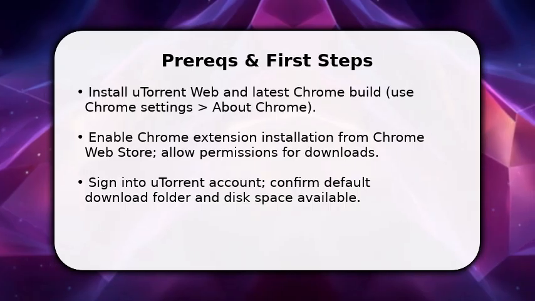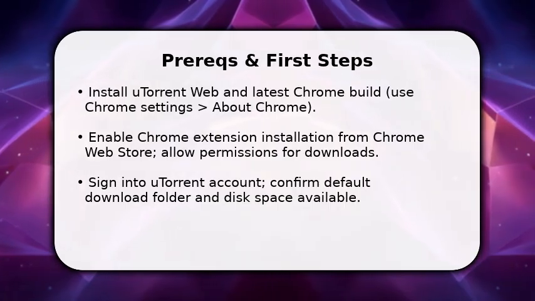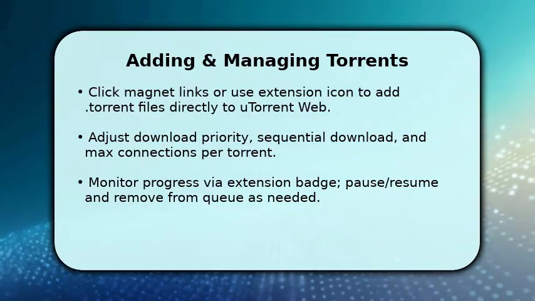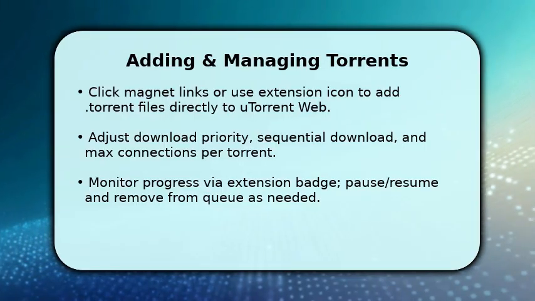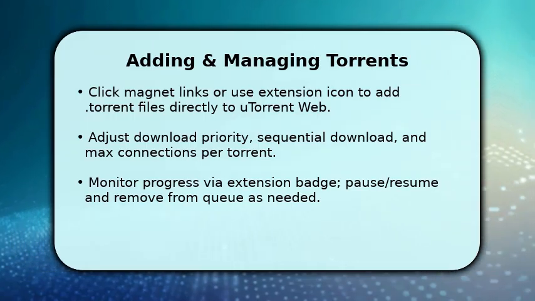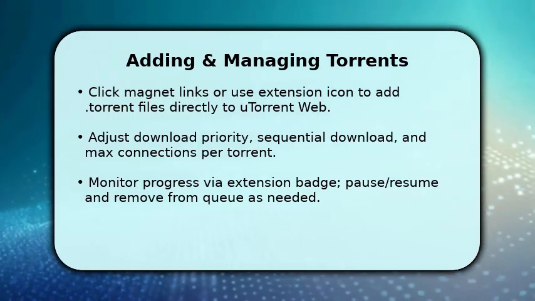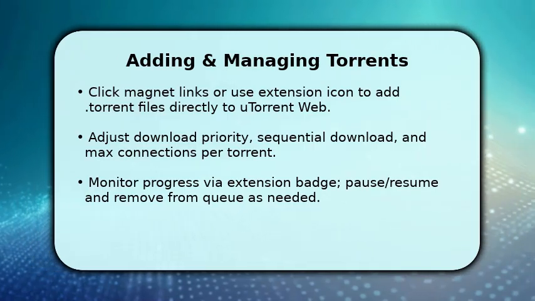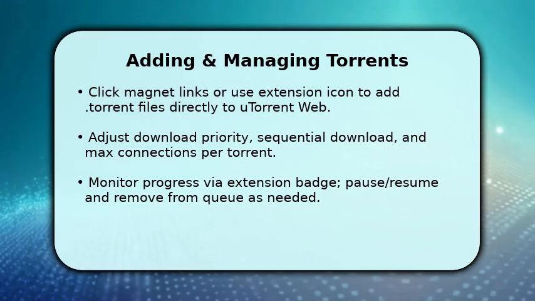Now you'll add and control torrents through the extension. Click a magnet link or drag a torrent file onto the extension pop-up, then choose a save location and confirm. You can change priority, enable sequential download for streaming, and limit connections to reduce bandwidth. The extension badge shows active transfers at a glance. Click it to pause, resume, or remove items.